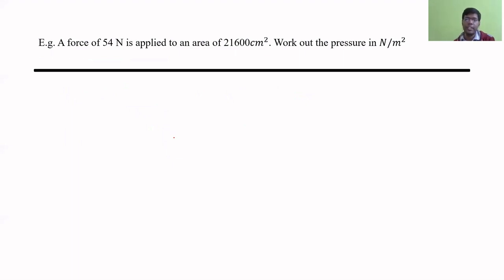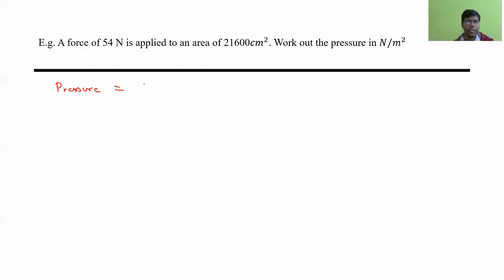Okay, so let's do this. Here he has asked to find the pressure. The force of 54 newtons is applied to an area of this many centimeters square. Work out the pressure in Newton per meter square. Simple again. Instead of just hurrying up, if we solve it step by step, then things will become very simple. First of all, if we convert the centimeter square into meter square, then directly we can divide and get the answer.